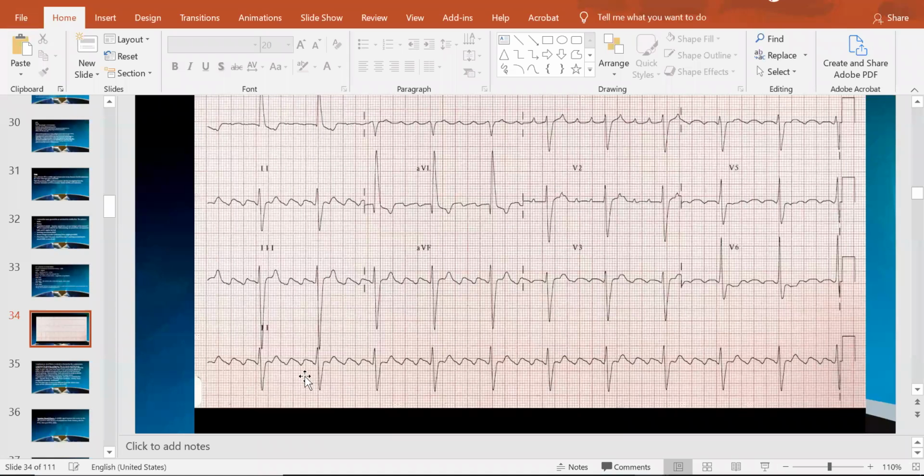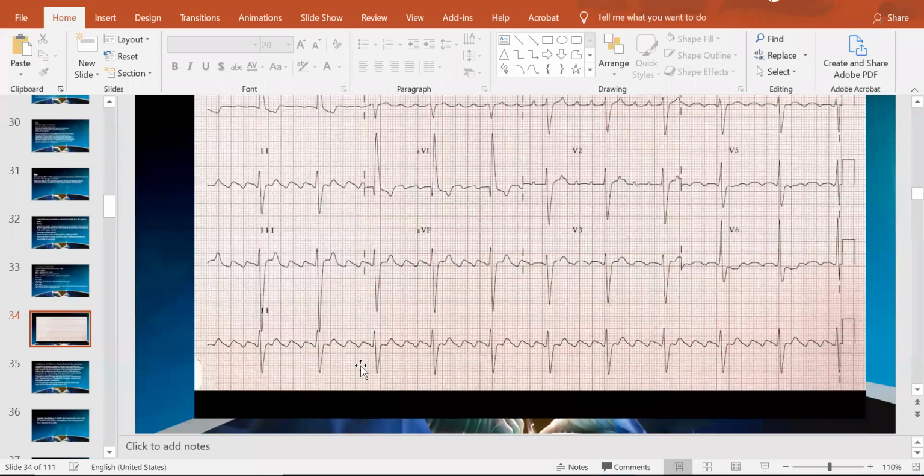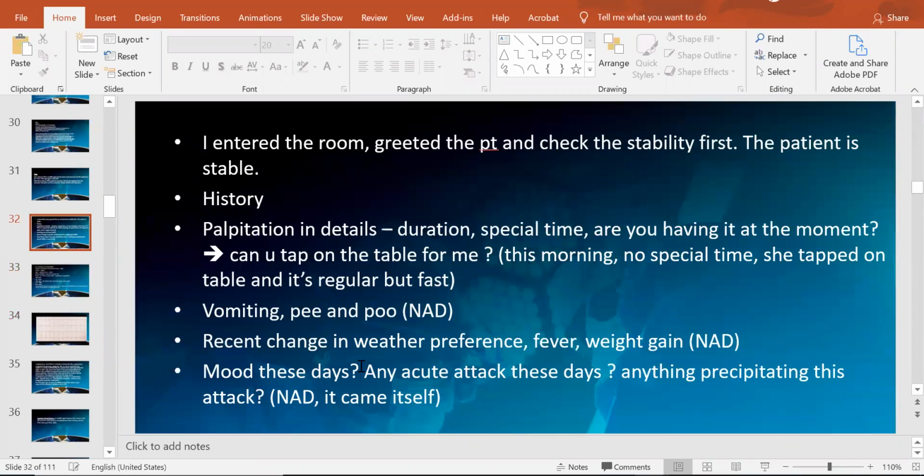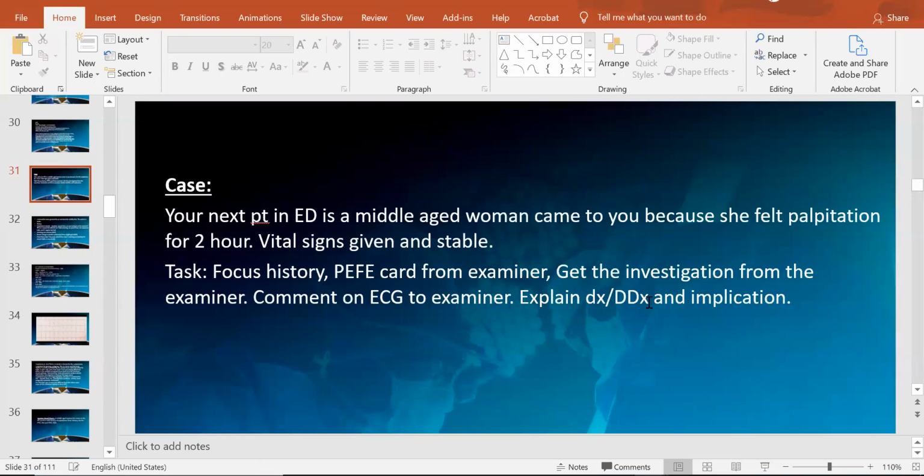I'm suspecting from the sawtooth appearance and regular rhythm with a tachycardia that most likely it's a case of atrial flutter. Okay, so this is the atrial flutter, which is a 3:1 block. Most likely, you don't need to comment on 3:1 block. You just say atrial flutter. That's fine. After that, see the next one, your explanation.